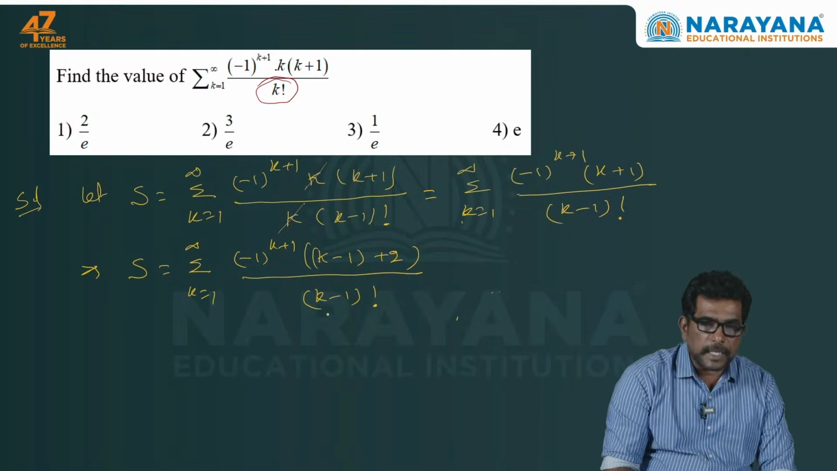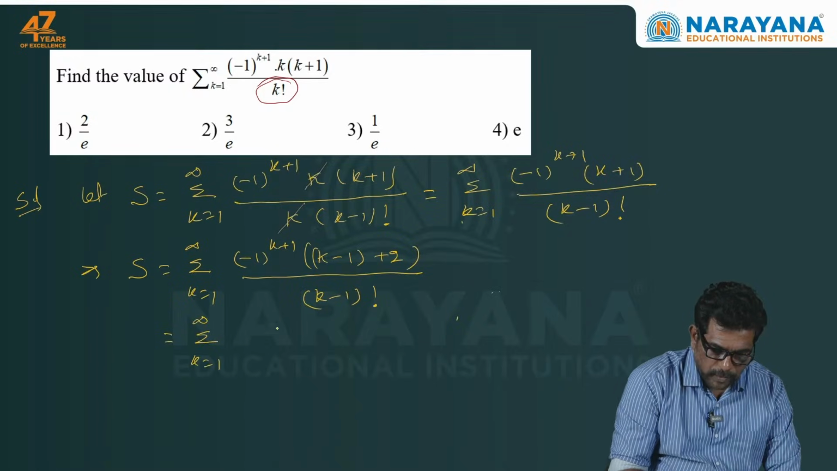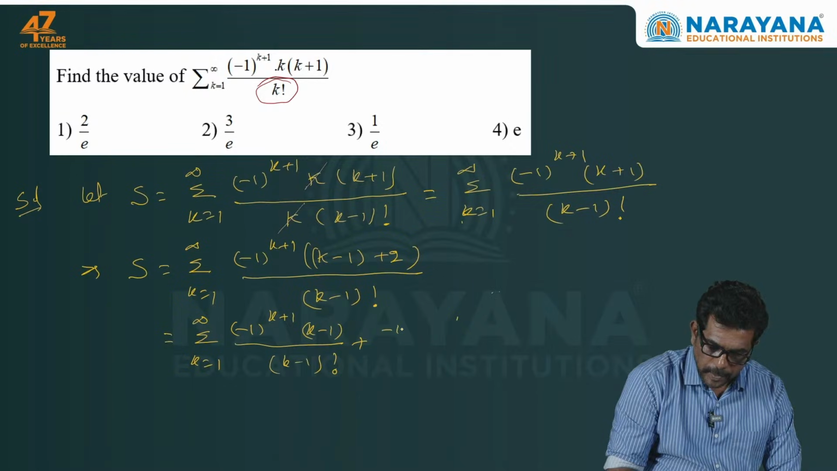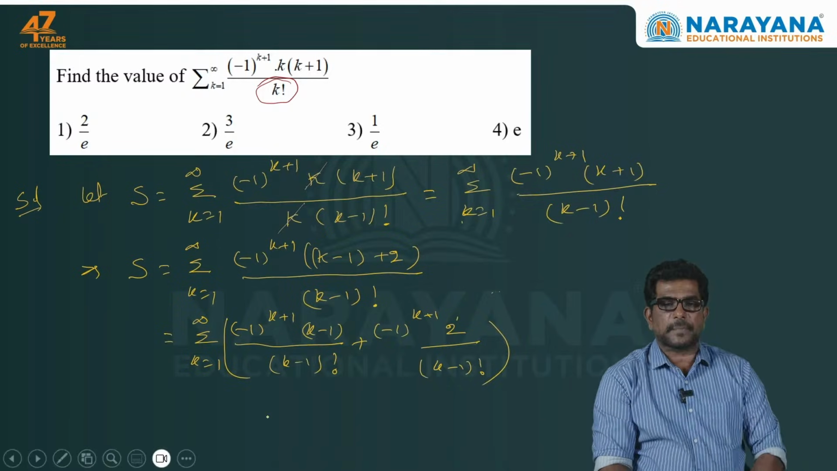Now I am separating this one as two sums, that is S is equal to summation k equals 1 to infinity (-1)^(k+1) (k-1)/(k-1)! plus (-1)^(k+1) 2/(k-1)!. Like this one I am separating.